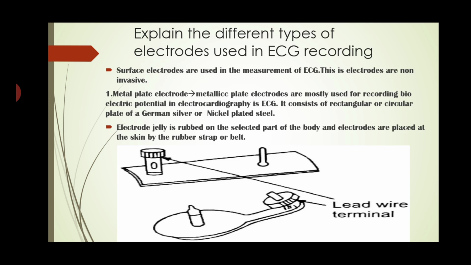Metallic plate electrodes are mostly used for recording bioelectric potential in electrocardiography, that is ECG. It consists of a rectangular or circular plate of German silver or nickel plated steel. Electrode jelly is rubbed on the selected part of the body and the electrodes are placed on the skin by using a rubber strap or a belt, because to fix the electrode we should use a rubber strap or a belt.